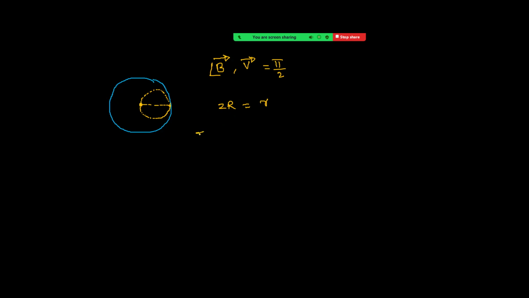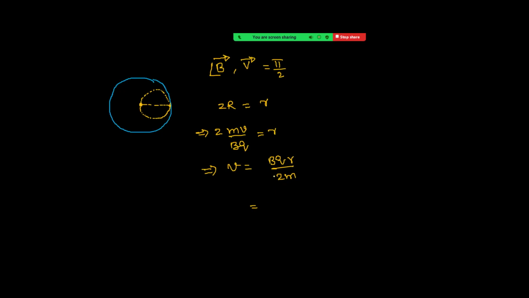And we know that the radius of that circle is mv by bq, right? Radius equal to mv by bq, that is equal to r. Then it is asking for the maximum speed, right? So from this v value, v equals BQr by 2m. See carefully. This v maximum is equal to BQr by 2m.